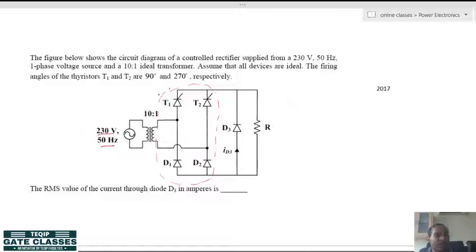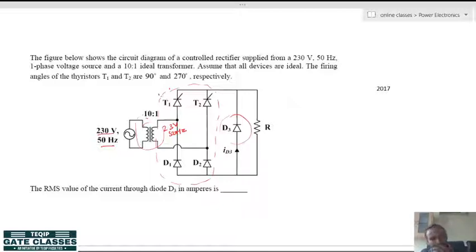The only modification they have done is that they have put a 10:1 transformer. So, if a 10:1 transformer is there, it means the supply must be coming 23 volt 50 hertz. Here the supply will be 23 volt 50 hertz, and it is a semi converter with this freewheeling diode. D3 is the freewheeling diode.